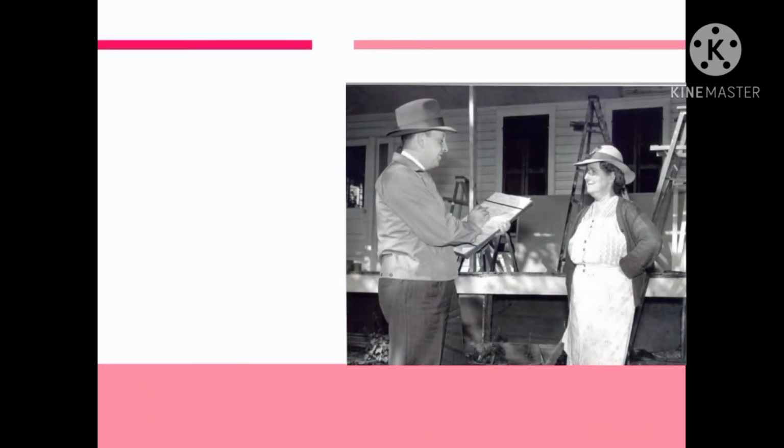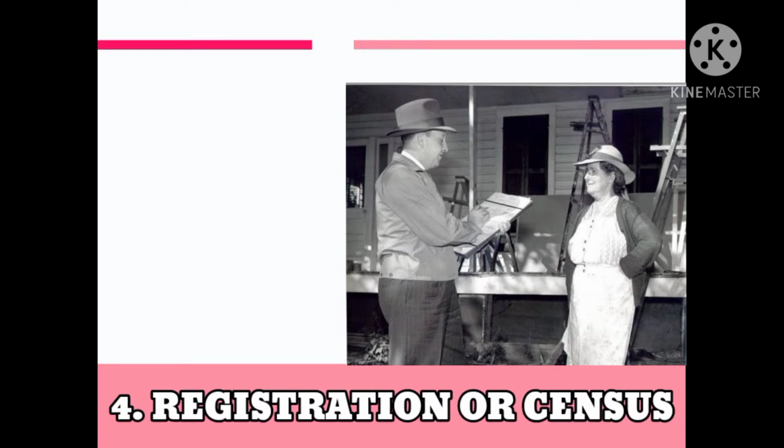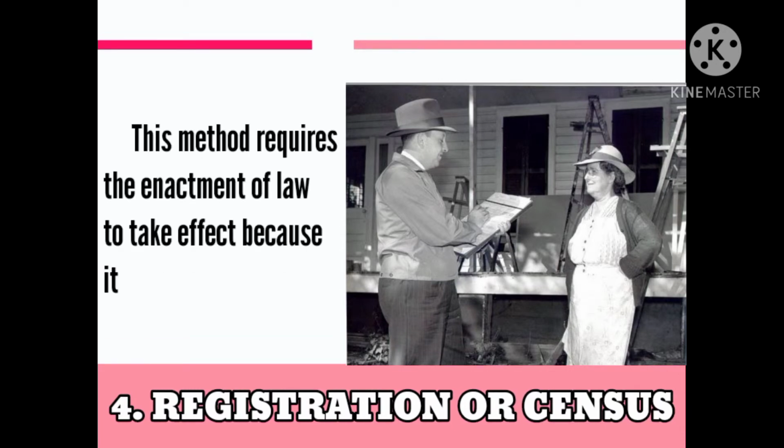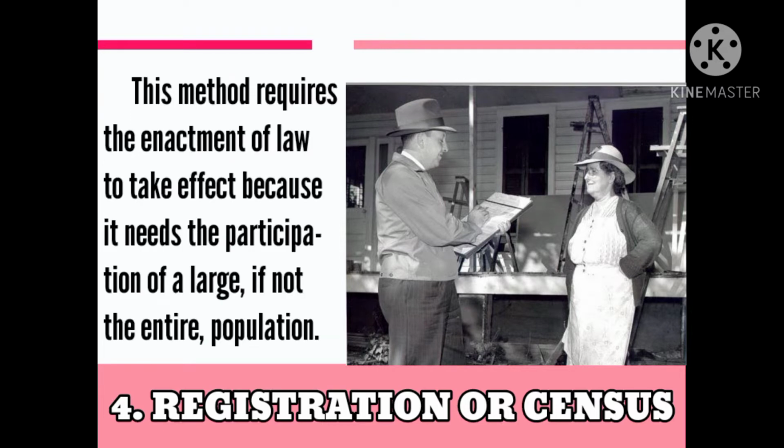The fourth method of collecting data is registration or census. This method requires the enactment of law to take effect because it needs the participation of a large, if not the entire, population. In a census, data about all individual units are collected in the population, while in a survey, data are only collected for a sub-part of the population. This part is called a sample. These data are then used to estimate the characteristics of the whole population.